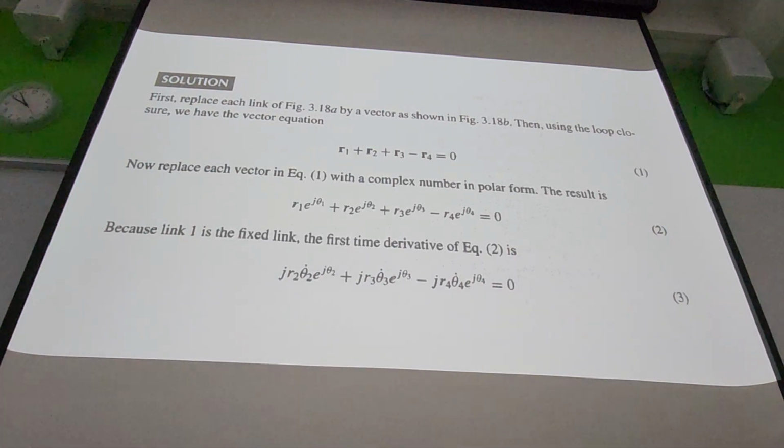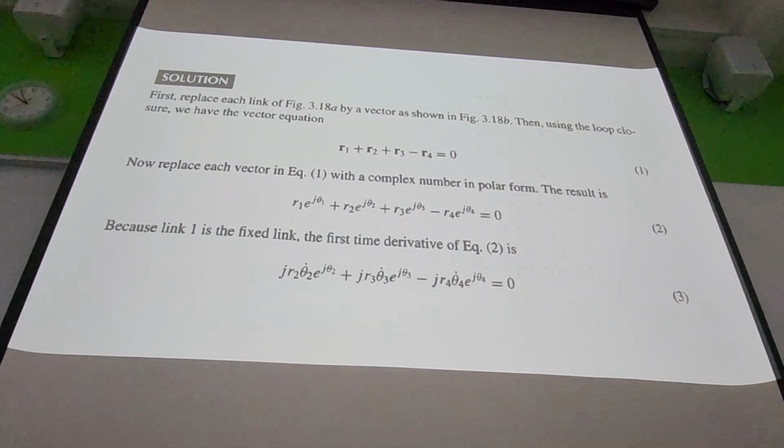So now we can represent these position vectors in complex notation. Because we know the orientation of link 1, link 2, link 3, and link 4, we can use the complex notation using Euler's identity. So we can write R1 e power i theta 1, where i is the imaginary number. So e power i theta means cos theta plus i sin theta. You know that Euler's identity, right?